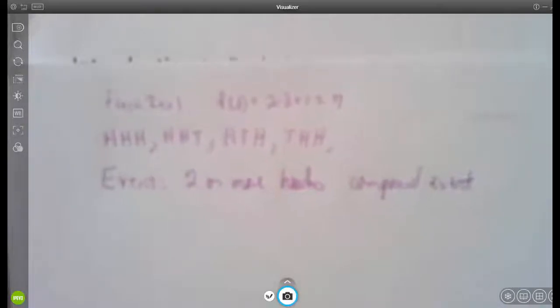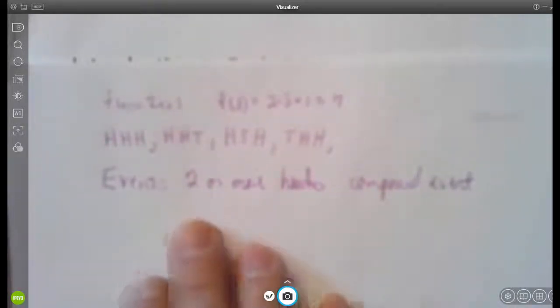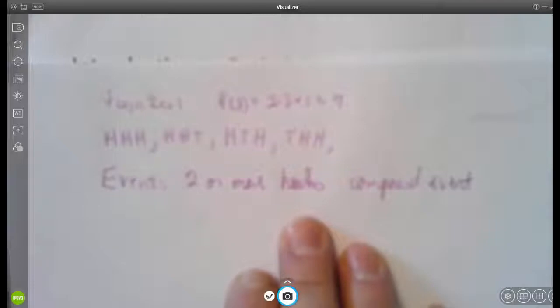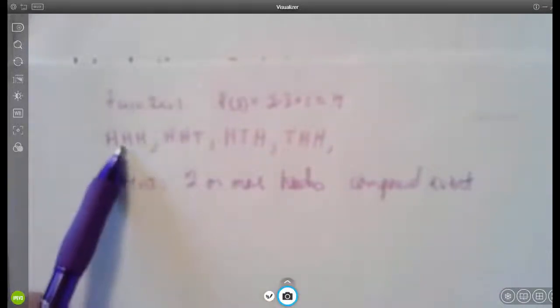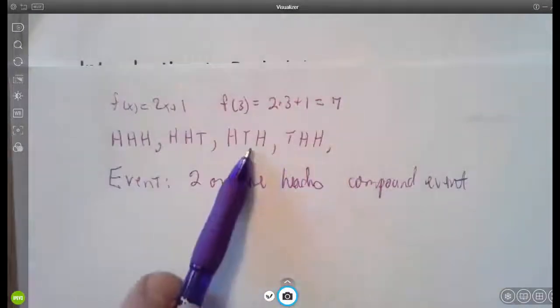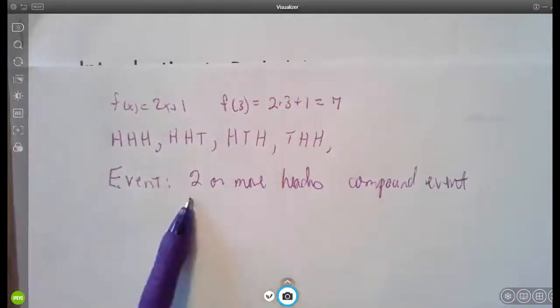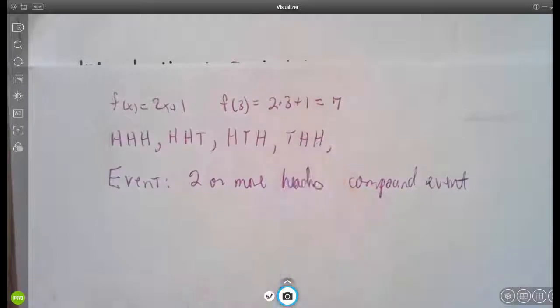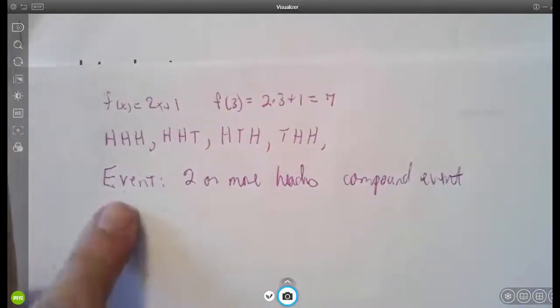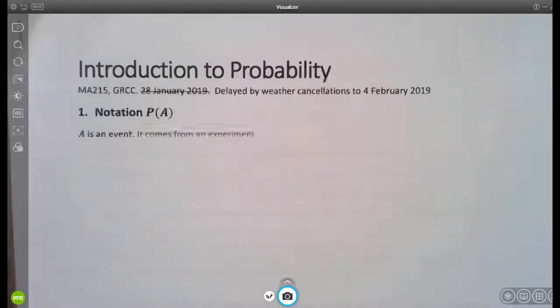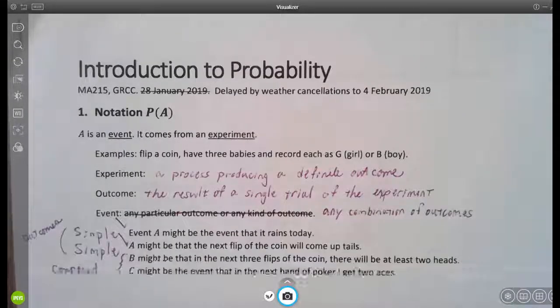Now, the event in the example is that we have 2 or more heads. That's definitely compound because here's the event. 2 or more heads, 2 heads for this one, 2 heads for this one, and for this one, here there are 3. That qualifies as 2 or more. So there are 4 different outcomes on the physical experiment that gives this particular event, and therefore we say that this particular event, B, is compound.